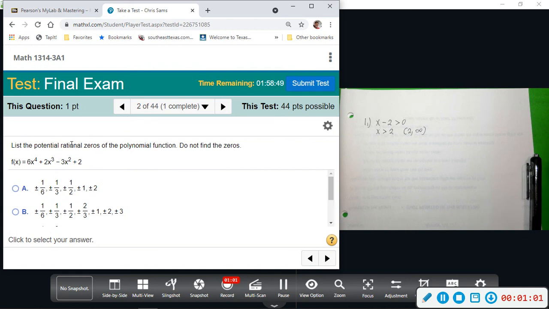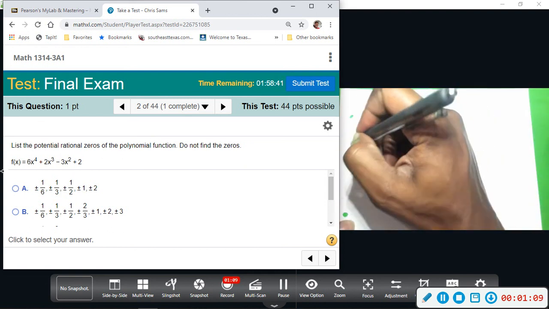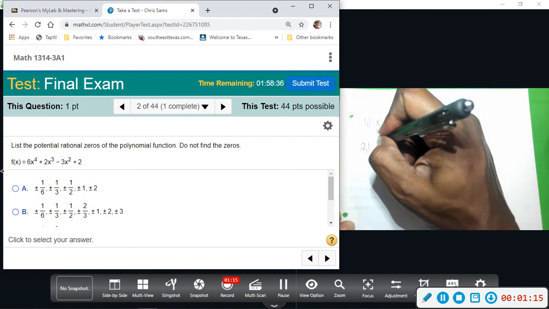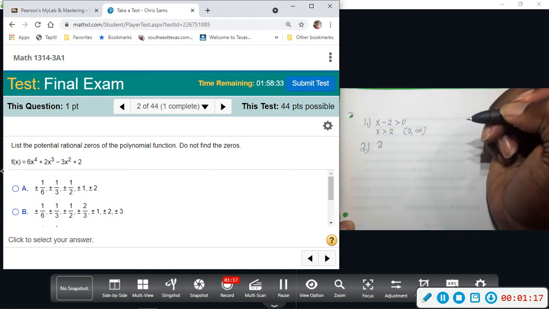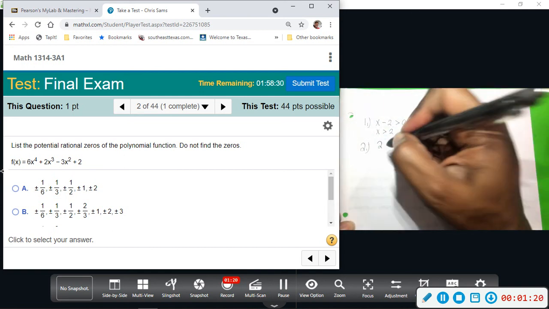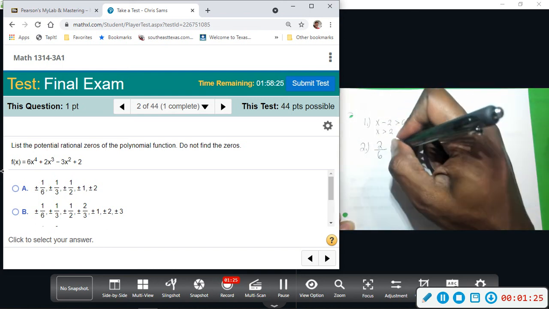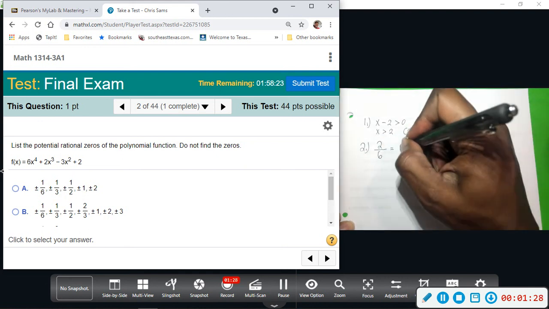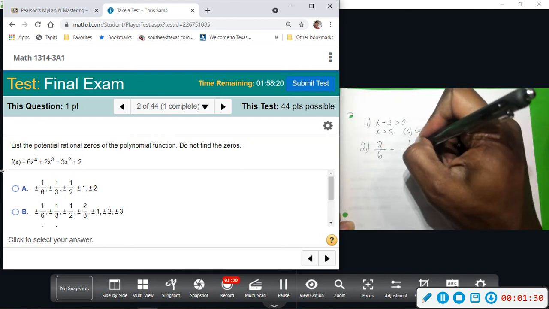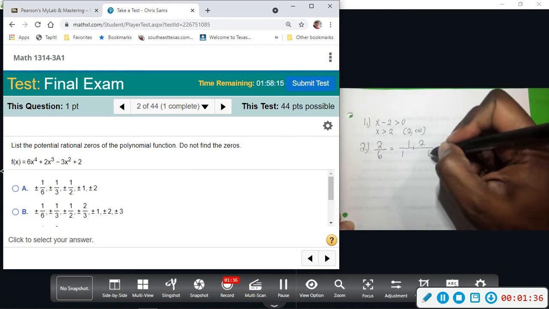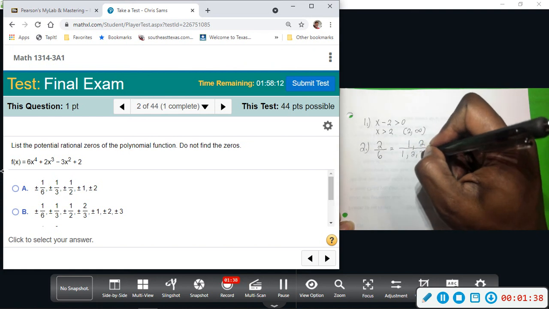Number 2, we want to list the possible rational zeros of the polynomial function. The process for this problem was you take the constant term, which is 2, the one at the very back, that is on the top, and then you take the leading coefficient, 6, and that is on the bottom. We are going to factor both these numbers. So 2 will factor to 1 and 2. 1 times 2 will give you 2. 6, we can have 1 times 6, and we also get 2 times 3.